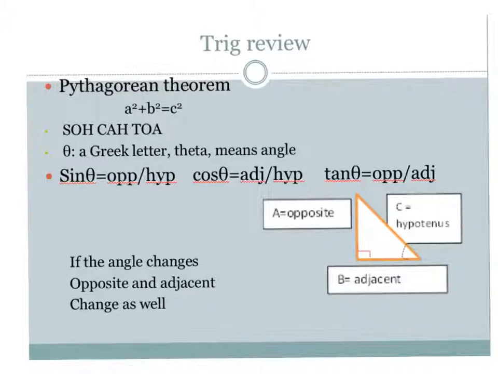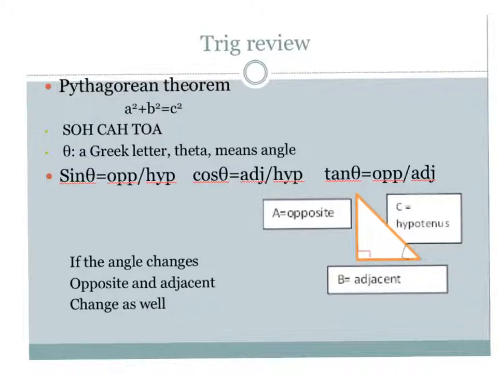The first thing we need to remember from trigonometry is the Pythagorean theorem, which says a squared plus b squared equals c squared, meaning that the opposite side squared plus the adjacent side squared has to equal the length of the hypotenuse squared.